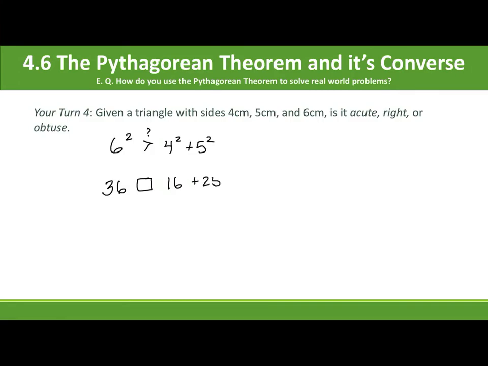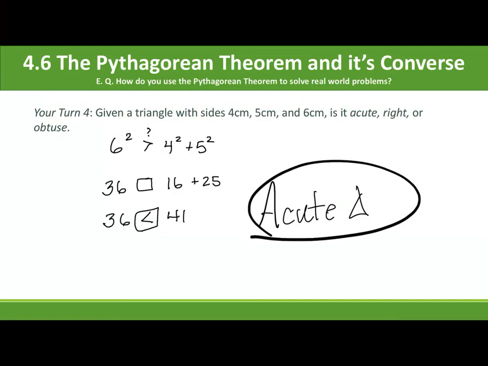16 plus 25. 16 plus 25 is 41. So actually c squared is less than a squared plus b squared. So if c squared is less than it, we get an acute triangle. All right, so that's all for the notes. Now it's time for you to go ahead and do your practice work.